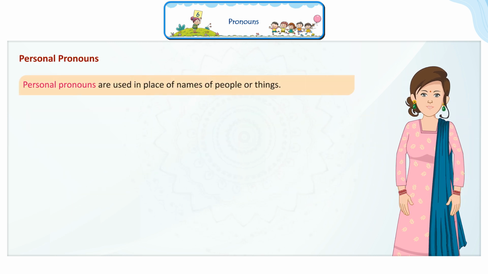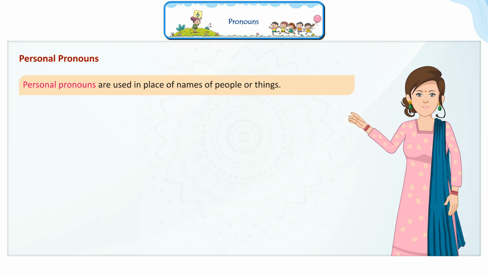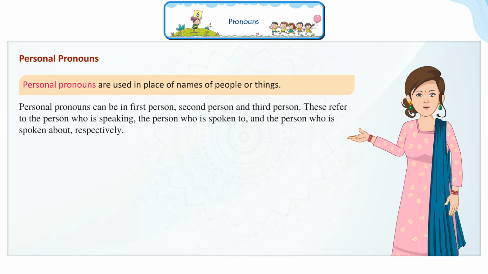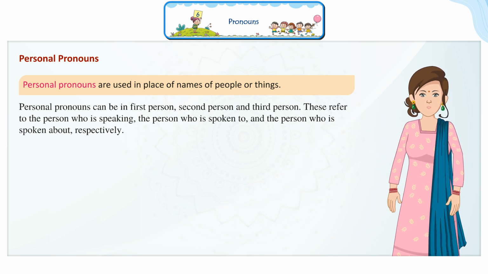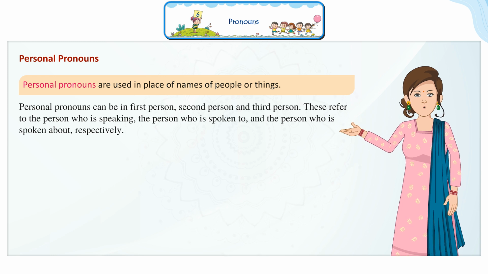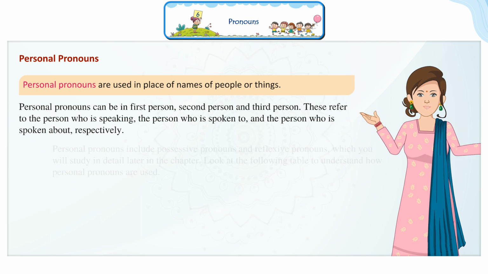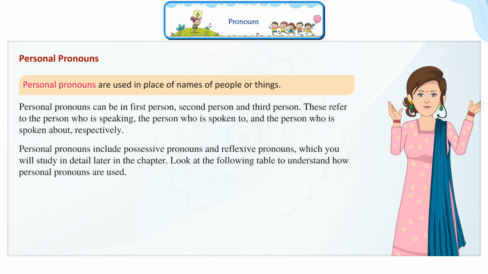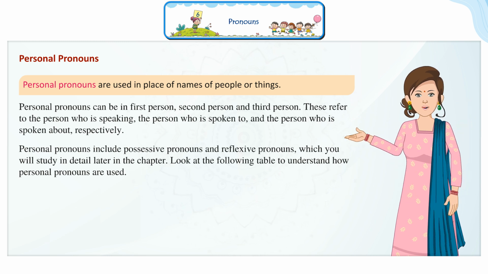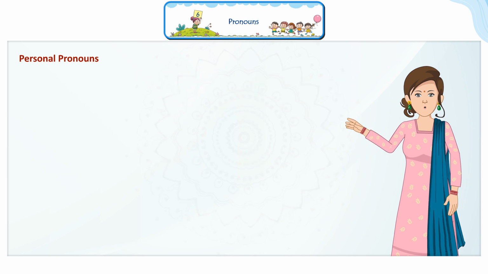Personal pronouns. Personal pronouns are used in place of names of people or things. Personal pronouns can be in first person, second person, and third person. These refer to the person who is speaking, the person who is spoken to, and the person who is spoken about respectively. Personal pronouns include possessive pronouns and reflexive pronouns, which you will study in detail later in the chapter. Look at the following table to understand how personal pronouns are used.